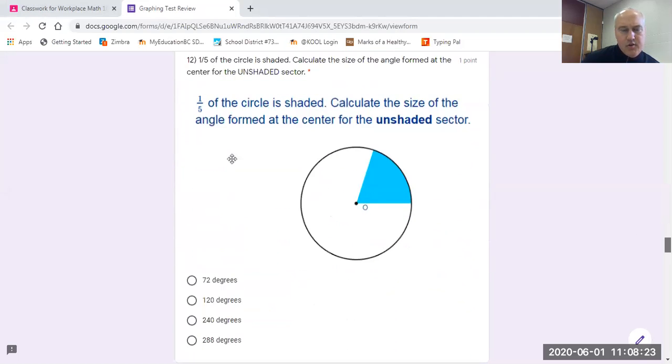So let's take a look at this. So this is the same type of question, question 12, except instead of having a percentage, we have a fraction. And so the first thing we have to remember here is that it's saying that 1/5 of the circle is shaded. So it's saying 1/5 is shaded. And so that means that the unshaded section is 4/5. Okay? So 4/5 is unshaded.